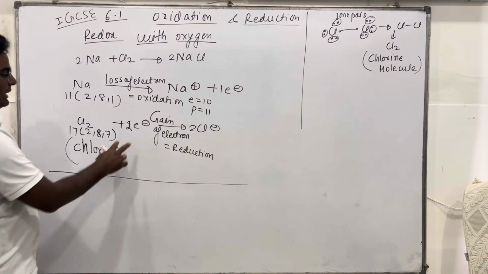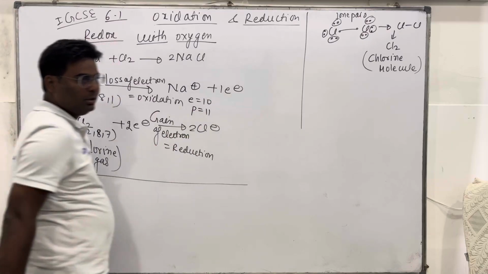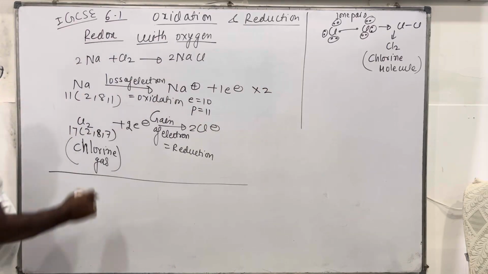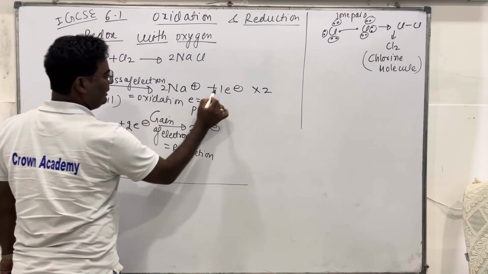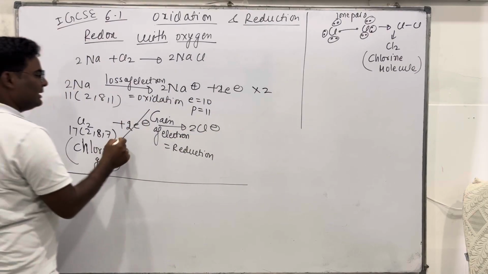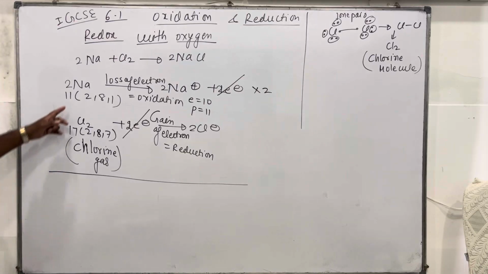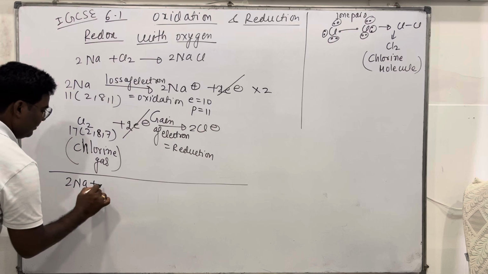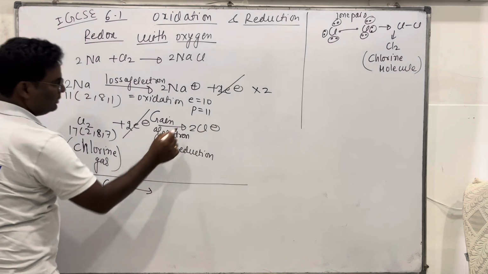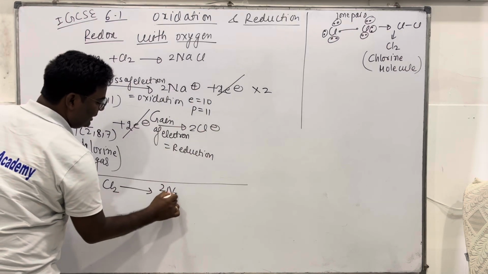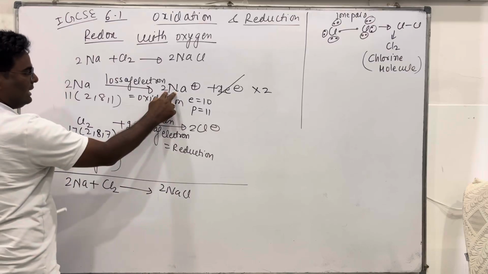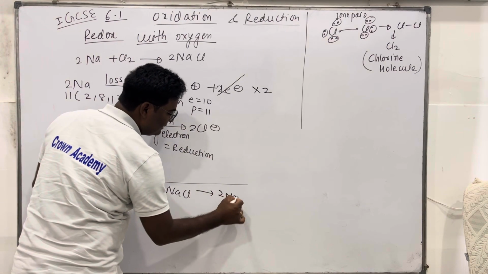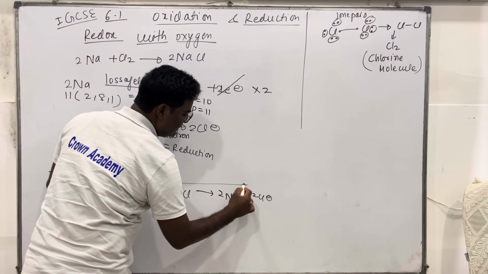Understood? So here 2 electrons are there, so we need here 2. So what I will do? I will multiply this whole reaction by 2. So it will become 2 and 2. Now you can cancel the electrons. At the left hand side, so left hand side is 2Na plus Cl2. It forms 2NaCl. 2Na, 2Cl. Understood? So it is your 2Na plus and 2Cl minus.